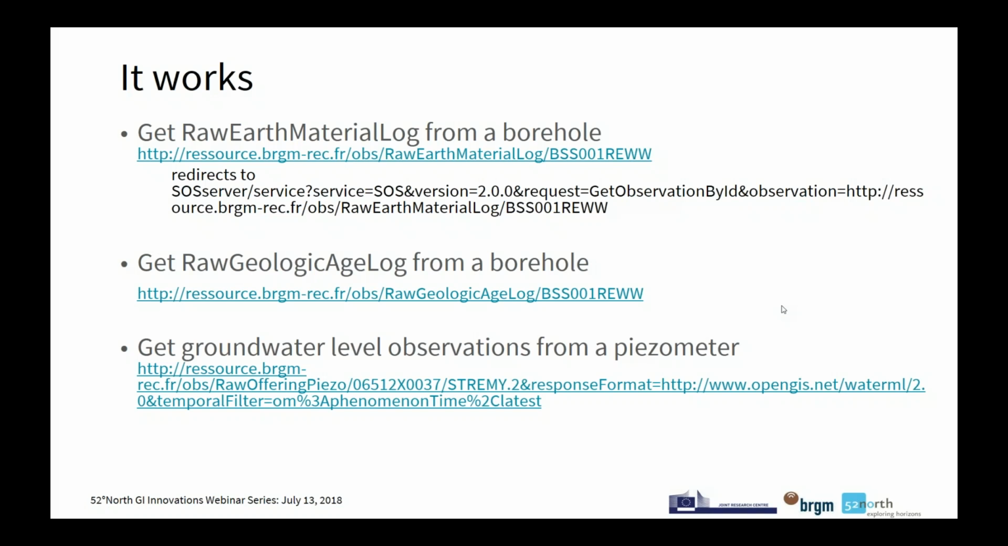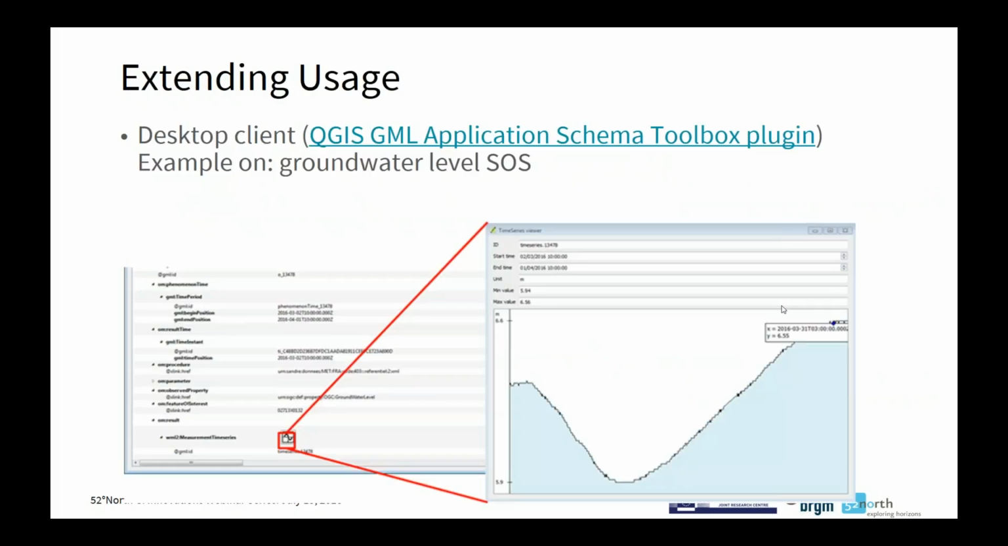And this is basically something we provide to hide the request that is, of course, a source request, a get observation request. So that's something we're implementing to, just hiding the call of our services. And this is a way we can get raw geologic log and also groundwater levels.